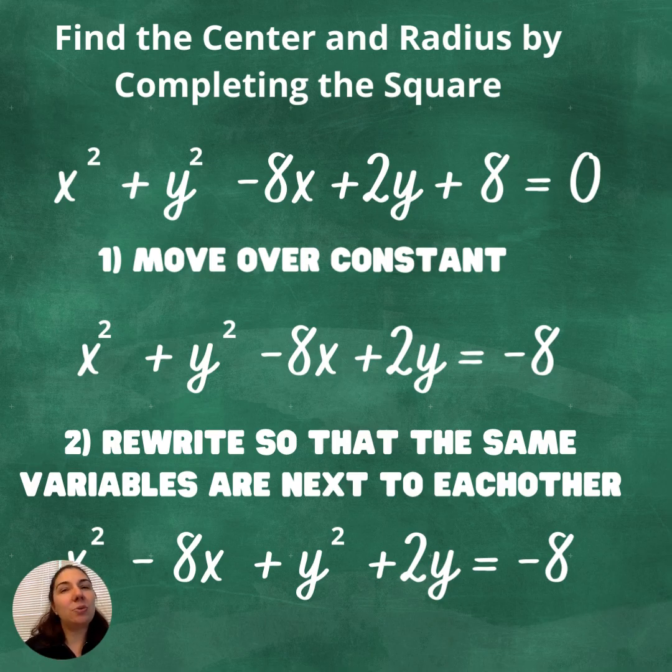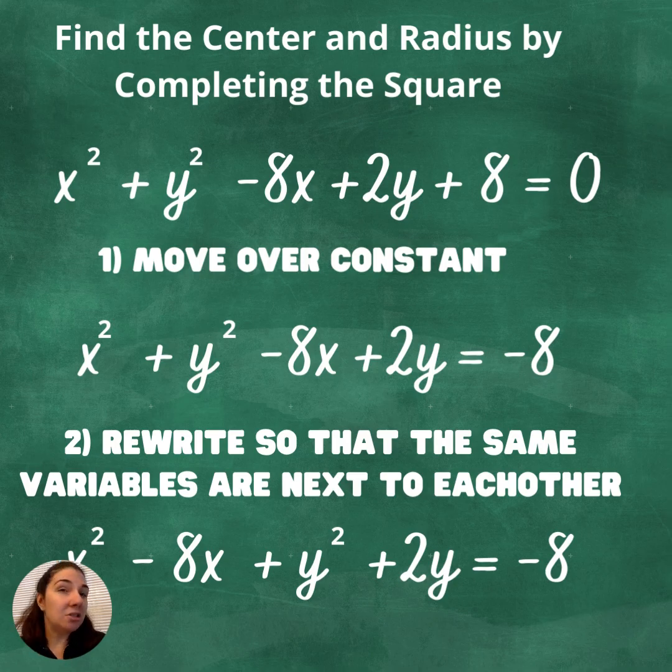And then what you would do is you would simplify whatever numbers are originally on the right side. So like in this case, we have 0. So 0 minus 8 is -8. So we have x squared plus y squared minus 8x plus 2y equals -8.